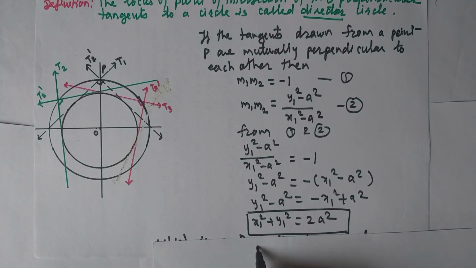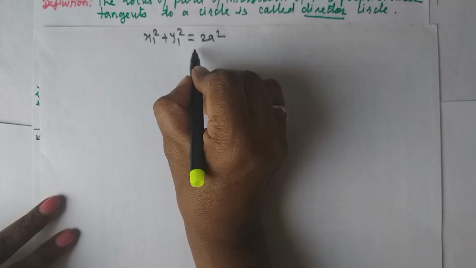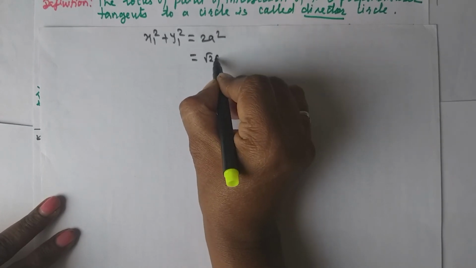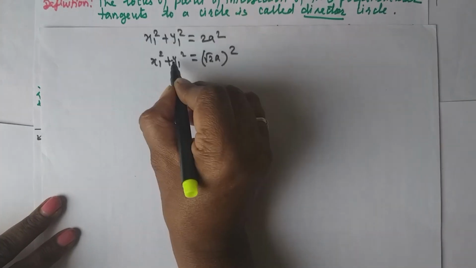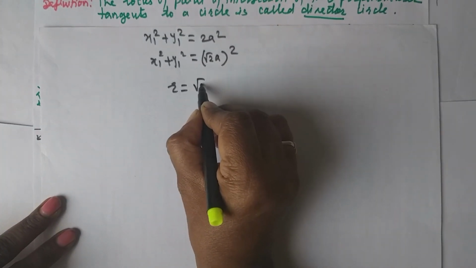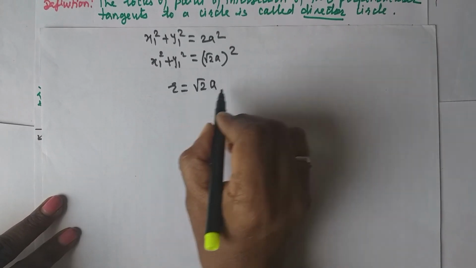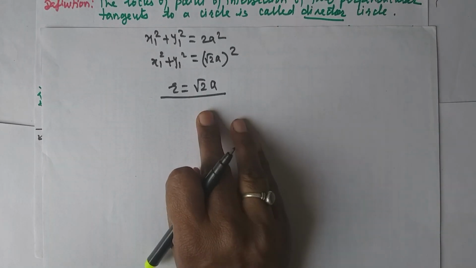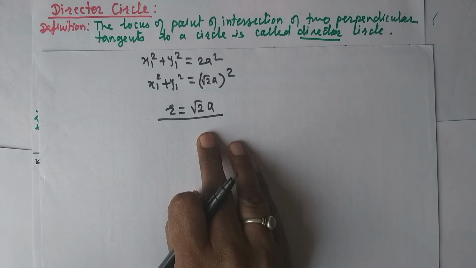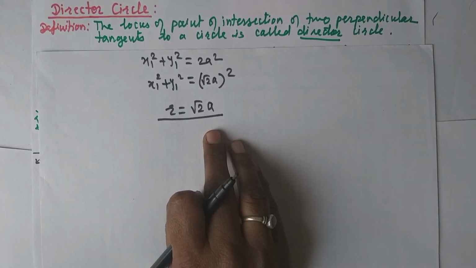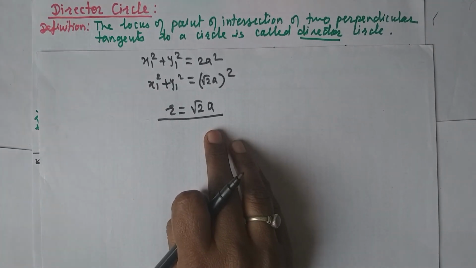Write down the equation of the director circle: x1 square plus y1 square is equal to 2a square. Okay. Now what is this? This is nothing but root 2 times a, squared. What will be the radius here? Radius is root 2 times a. It means if the radius of the circle is a, then the radius of the director circle will be root 2 times a. Okay. And obviously the director circle is a concentric circle whose radius is root 2 times the radius of the circle.